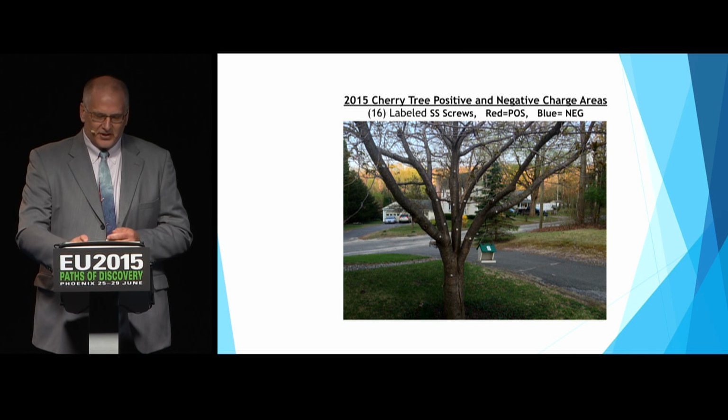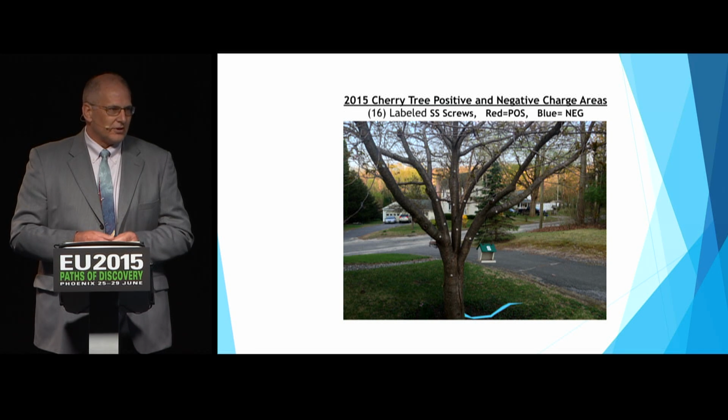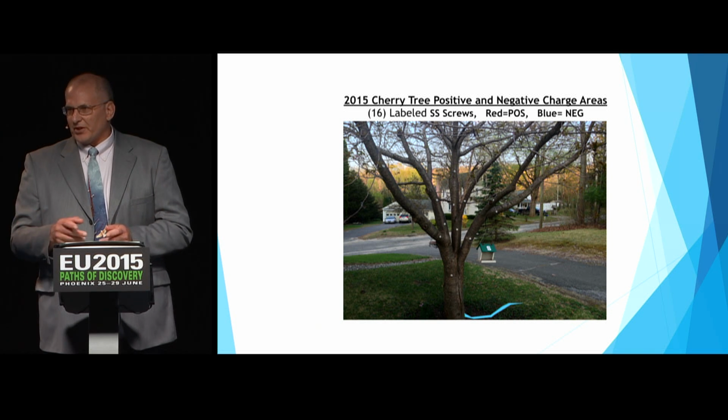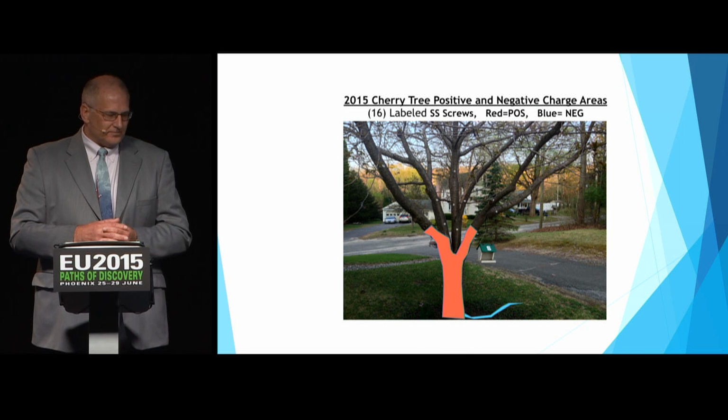So, the first thing I did was I measured a root voltage in reference to a ground rod several feet away, and I got a strongly negative reading. It was less than a volt, but it was fairly high. And I checked that with a couple other trees in Area 2, and all three of the roots I checked were negative. The trunk, however, was slightly positive.